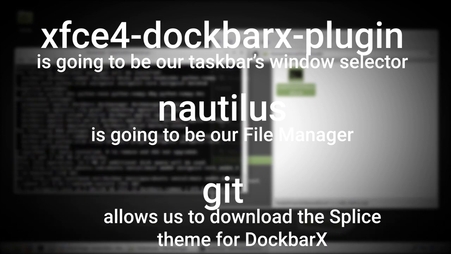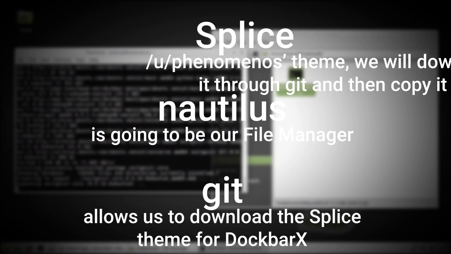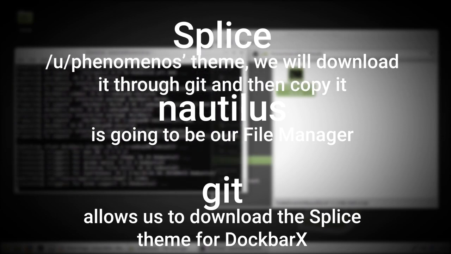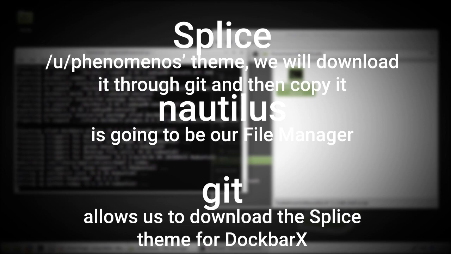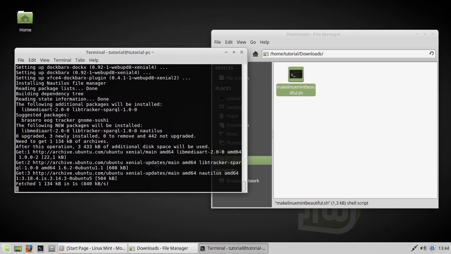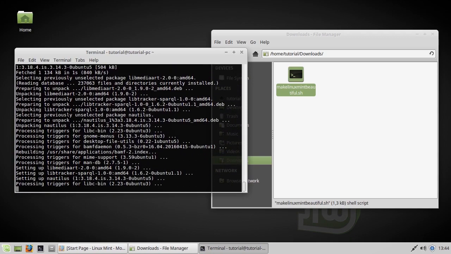Then we are going to install Git and download Phenomenos' docbar X theme called Splice, and we are going to copy it so we can actually use it. You might have to insert your password for the script to work.